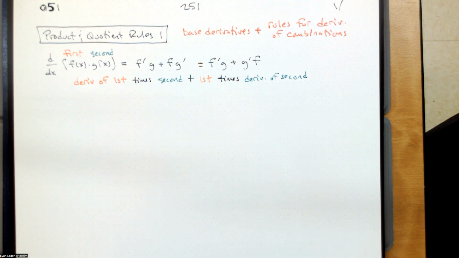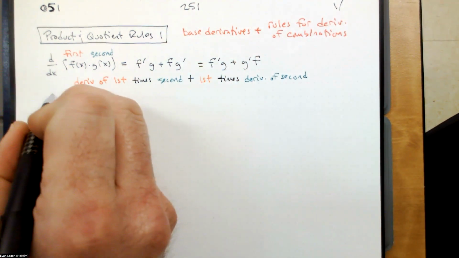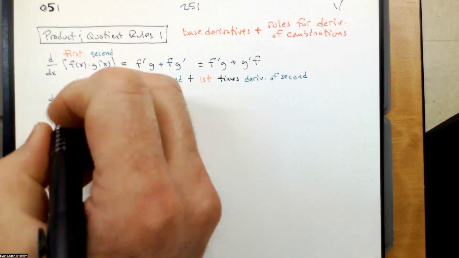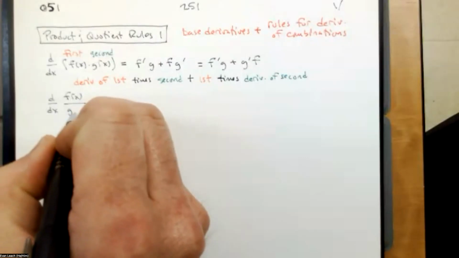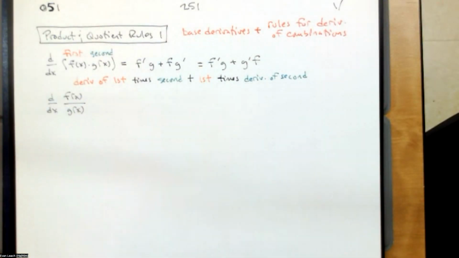So those would be the words that I use to describe this. We also have a quotient rule for the derivative of a quotient. So here's how we take the derivatives if we are dividing functions. A product would be f of x times g of x. A quotient is f of x divided by g of x.